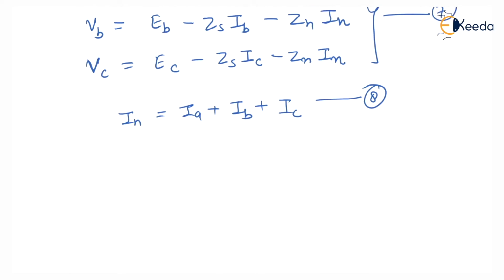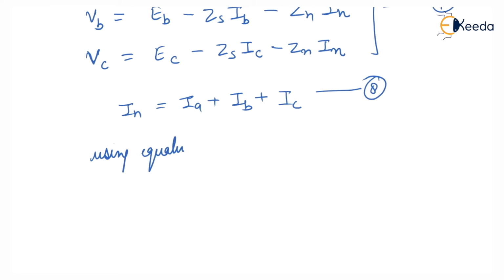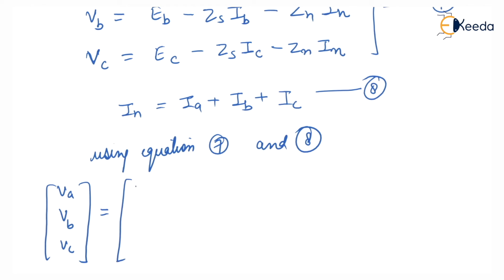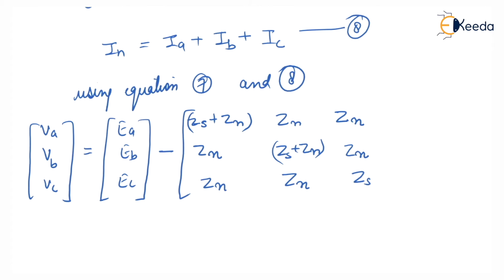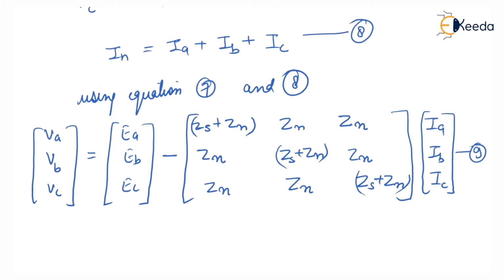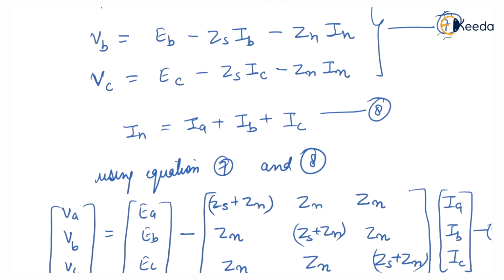So using equations 7 and 8, we can write VA, VB, VC equals EA, EB, EC minus the matrix [Zs plus Zn, Zn, Zn; Zn, Zs plus Zn, Zn; Zn, Zn, Zs plus Zn] times IA, IB, IC. This is equation number 9. On putting the value of In, we got this equation.